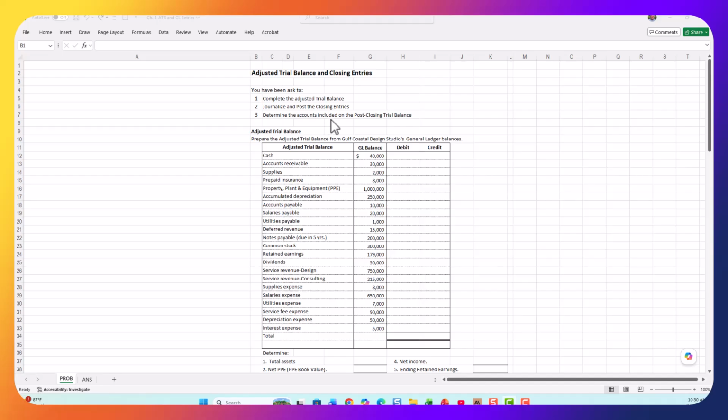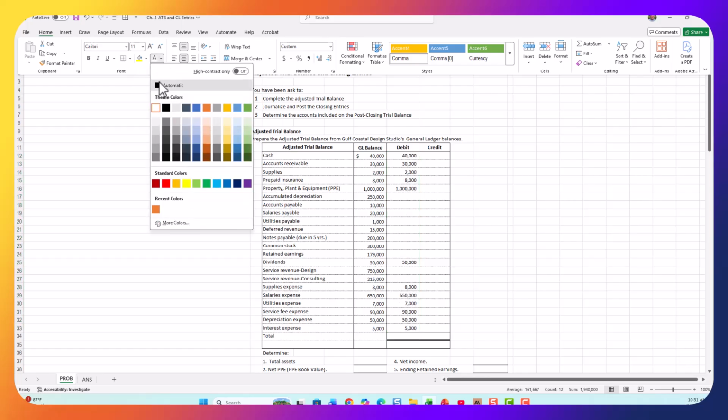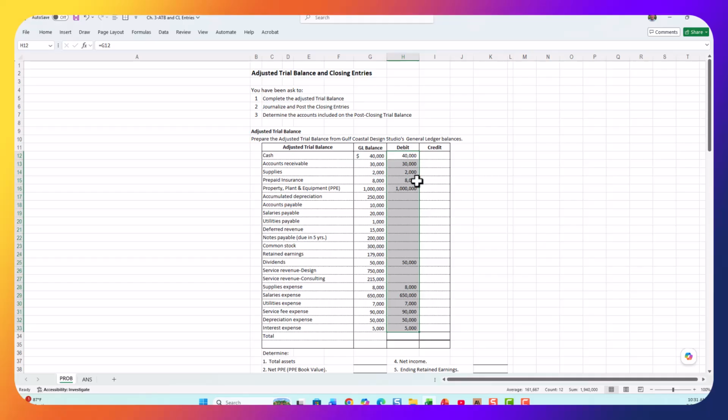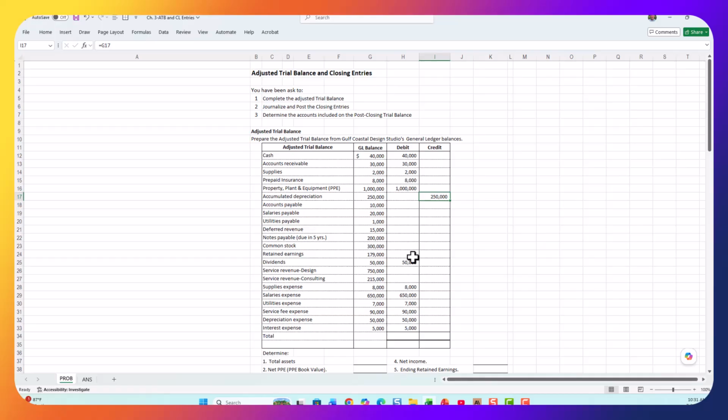As you can see, you're given a list of accounts, starting with cash, ending with interest expense, with all their adjusted balances. Each amount needs to go into the debit or credit column based on its normal balance. Assets, dividends, expenses all go on the debit side, with one exception. Accumulated depreciation is a contra asset, so even though it lives on the asset section, it carries a credit balance.